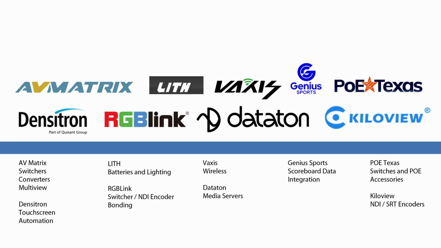But Vaxis also makes the Storm 1000 and 3000 products. Genius Sports, which you may know previously as Sportscast. Sportscast made a product called the Score Hub and the Score Link. The Score Link is a product that takes scoreboard data and converts it into XML. And you can use that to create real-time scores and 3D graphics automated in your production workflow.